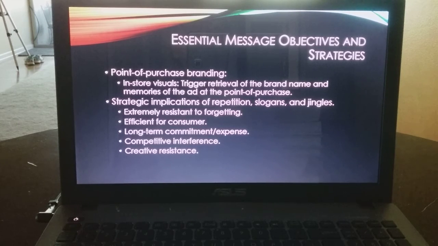There's also this idea of point of purchase branding, that is, in-store displays that are going to remind people. And this idea that it's very efficient for the consumer. It's hard to forget if you're constantly seeing it. It does have hopefully long-term commitment, but it can also be a long-term commitment between you and the retailer, and it can incur an expense. But it helps people to remember, and it's a good way to interrupt or interfere with your competition.